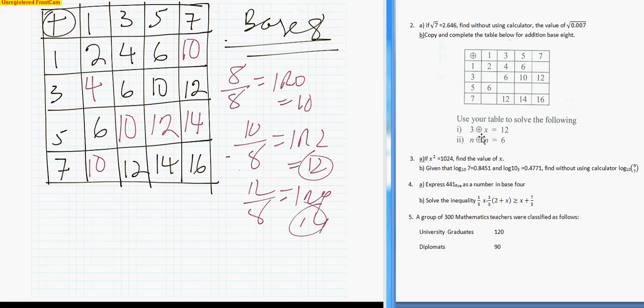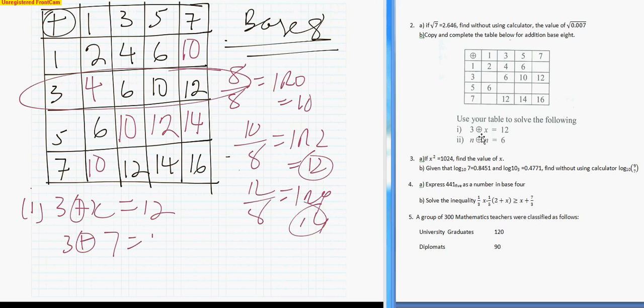So the next question here, as you can tell, is use your table to solve the following. The first one we want to do is part i, we want to find 3 plus x is equal to 12. Now when we look through this, that means we're looking at the 3 column, 3 plus x, and x can be 1, 3, 5 and 7. The only place where we have 12 is 3 plus 7 is equal to 12, and therefore x is equal to 7.